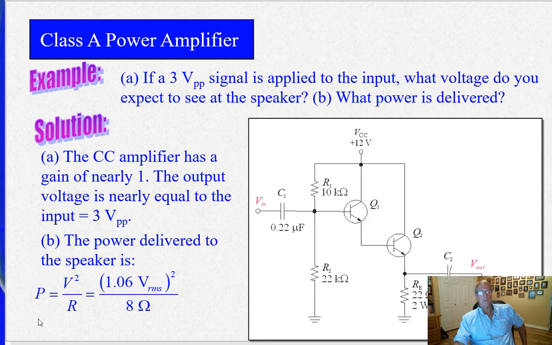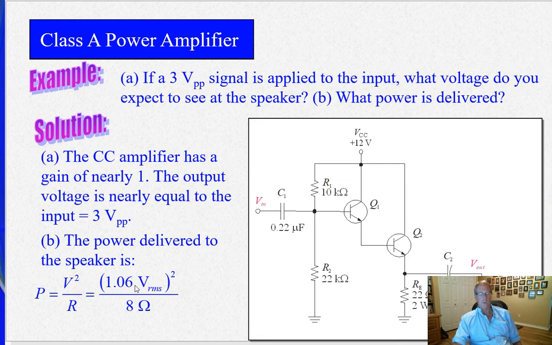So here's another good formula for you to put on your formula sheet. This 1.06 is the equivalent RMS voltage of 3 volts peak to peak. Specifically, it's V peak times 0.707. So this 1.06 comes from 1.5 volts, which is half of that, right? Because V peak is half of V peak to peak. So it's 1.5 volts times 0.707. That's where that 1.06 comes from.